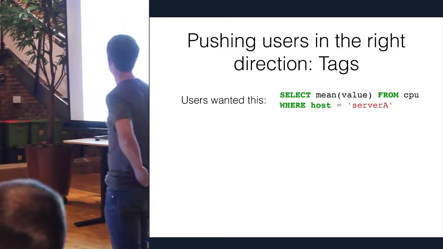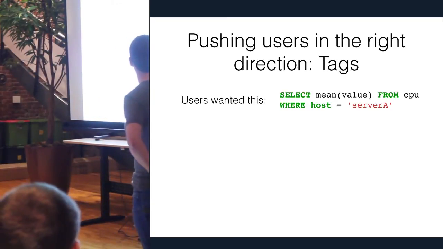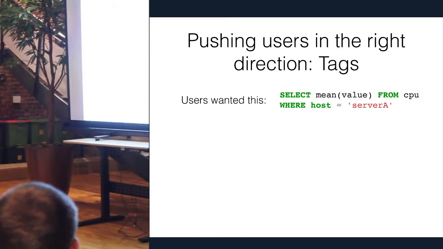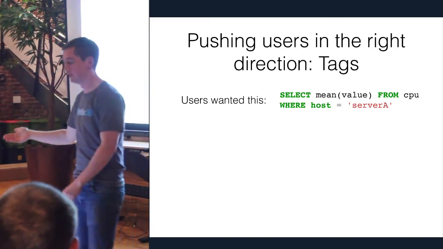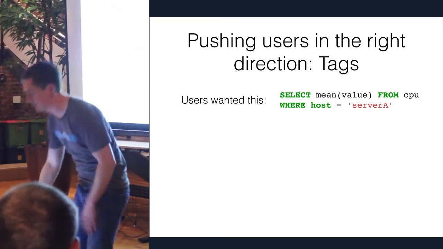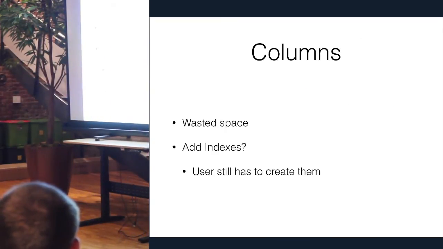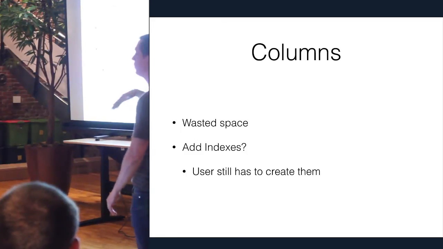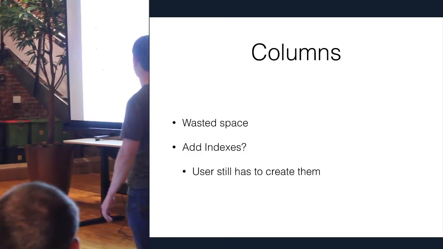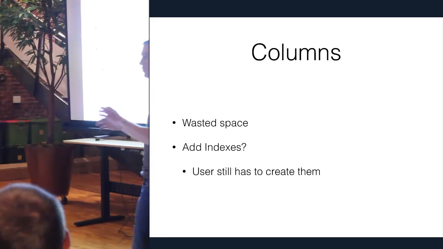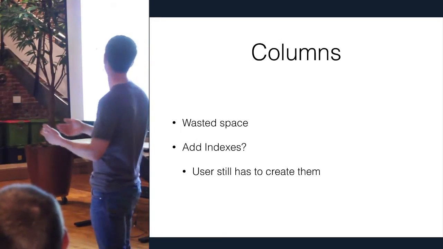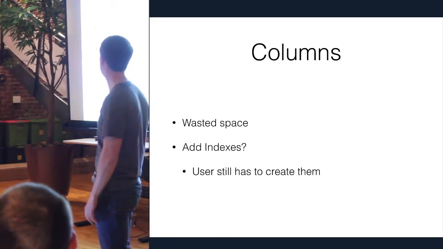So an example of pushing users in the right direction is tags. So users wanted to do a query like this. Select a mean value from CPU where host equals server A. When they were writing in data, that's what they want, right? And previously, host equals server A was a column. So host was a column, and then we have all these strings. We didn't do anything with the strings except for just write them into the database. So they ended up being a bunch of wasted space.